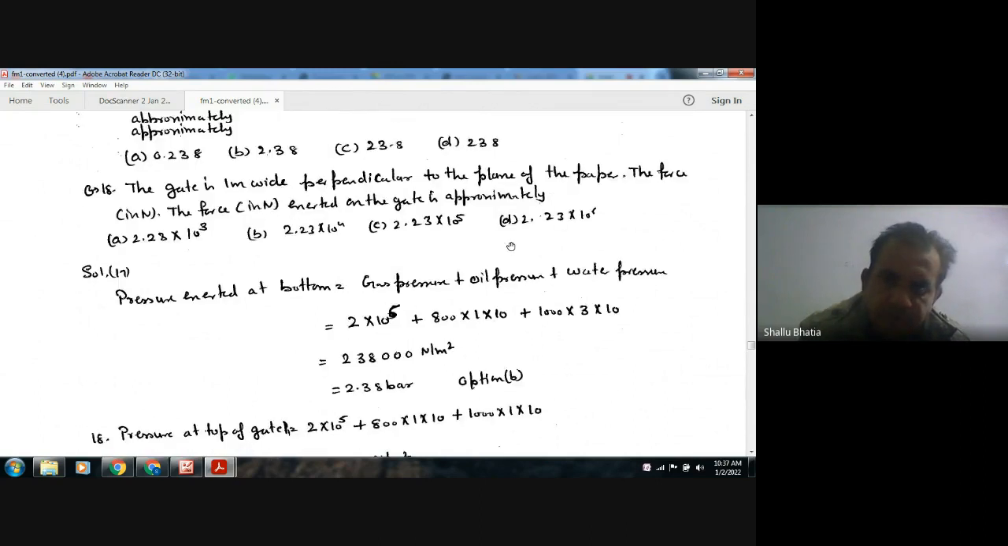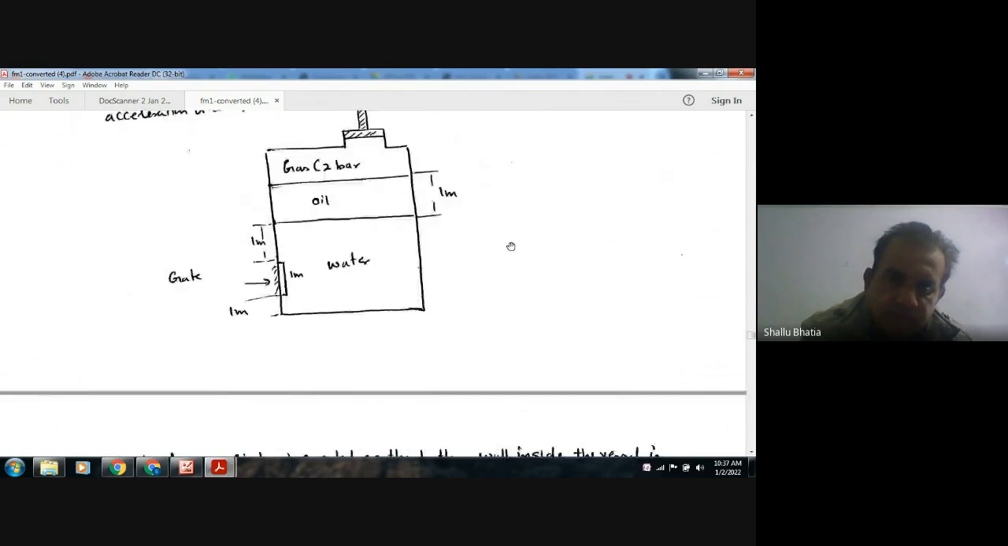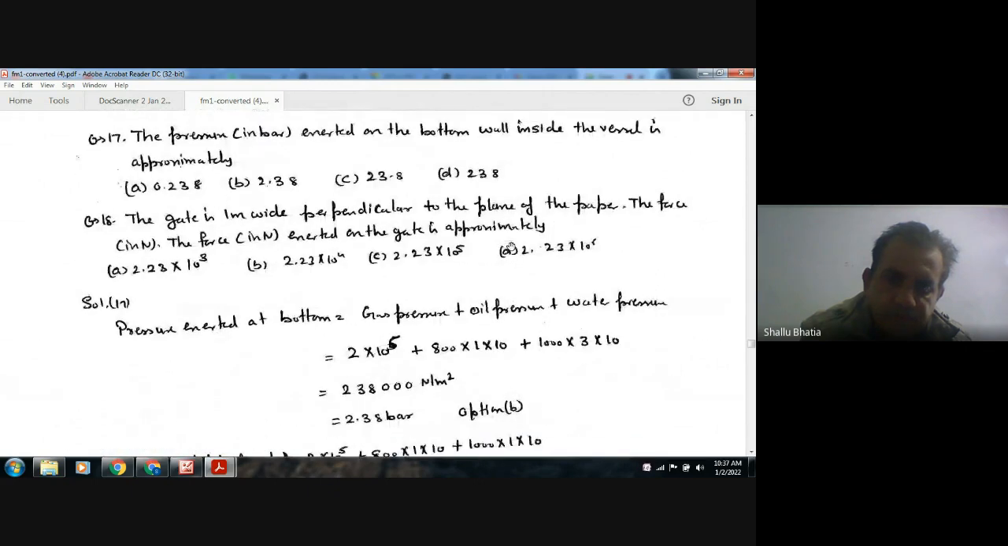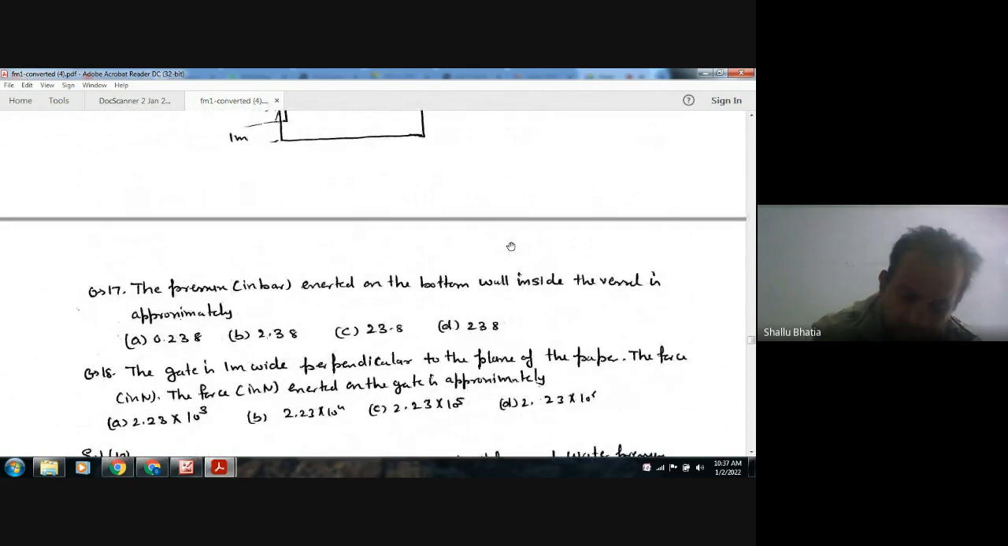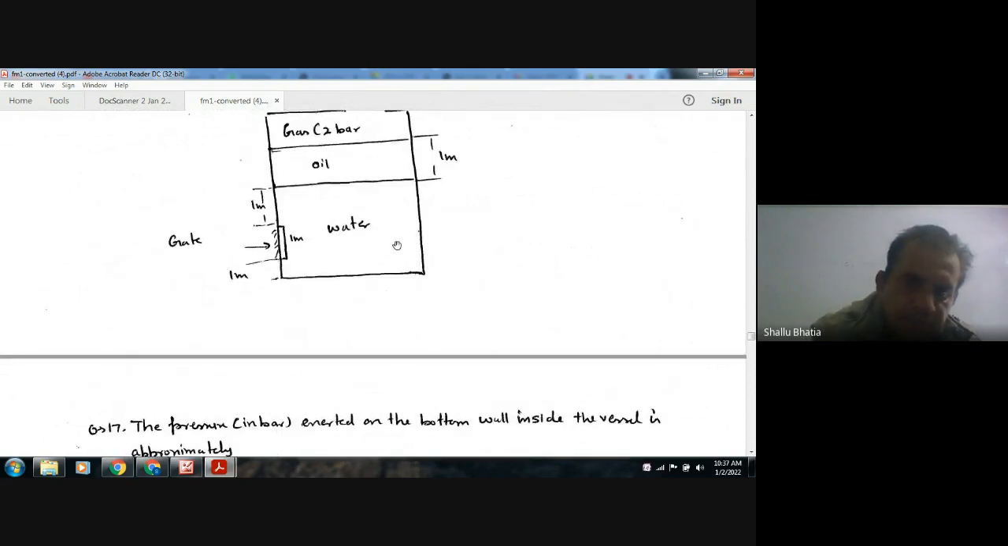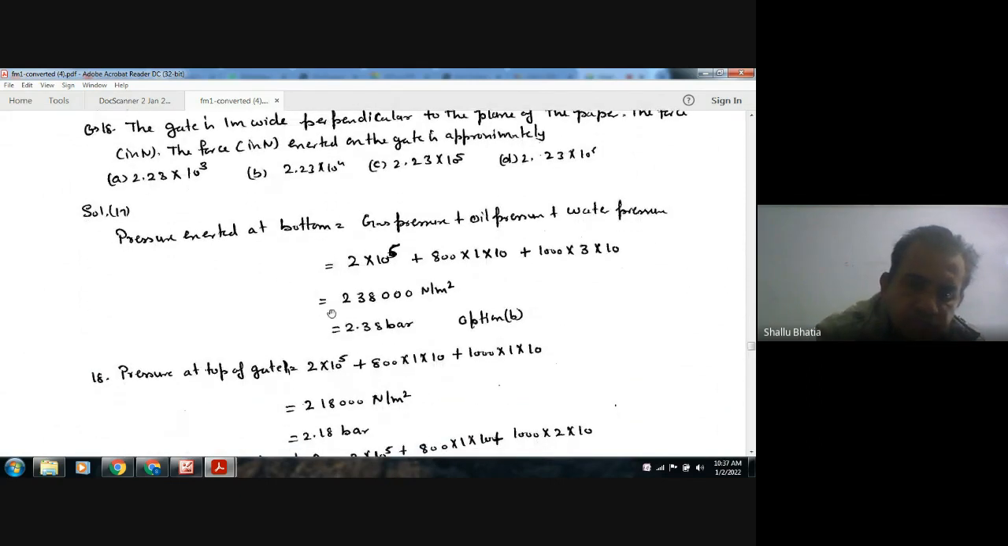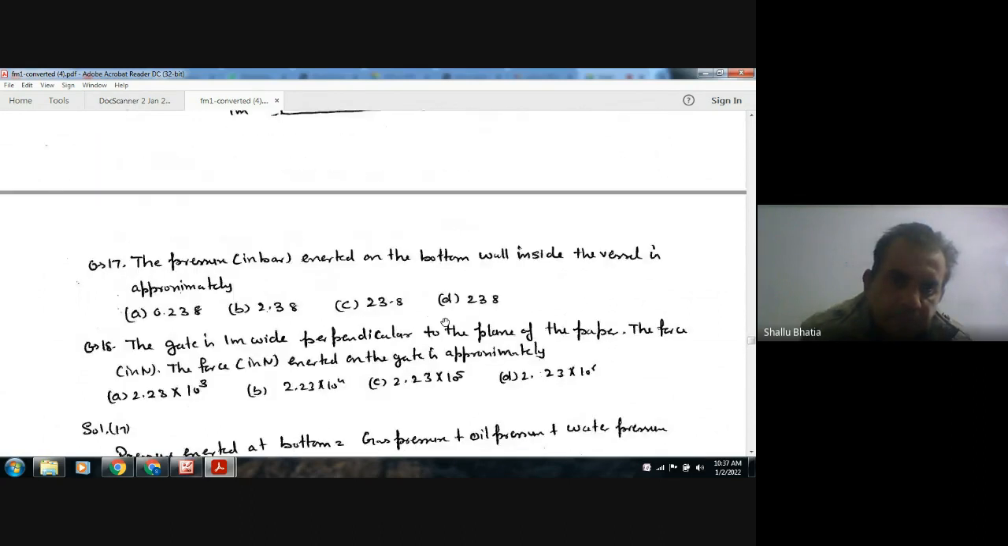Okay. And the water column is 1000 into 10 into, that head is three. It is three. Okay, so the total pressure will be the summation of this. Okay, so that is 2.38 bar. Okay, so option B is the right answer.